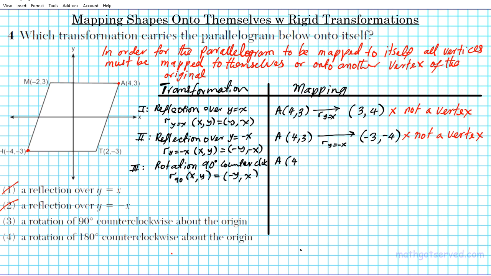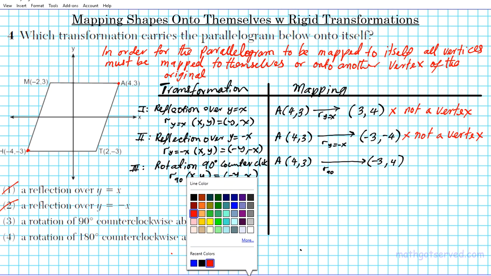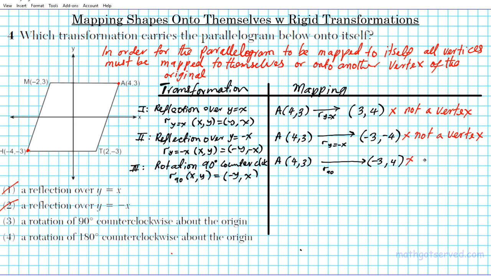So point A is 4, 3. If we apply this transformation, which is a 90-degree rotation about the origin, what's going to happen is that we're going to interchange the coordinates to 3, 4 and negate the original y. So it's going to be negative 3, 4. Now, is negative 3, 4 any of those vertices right here? The answer is nope. Ladies and gentlemen, we have another fail. This is not a vertex.